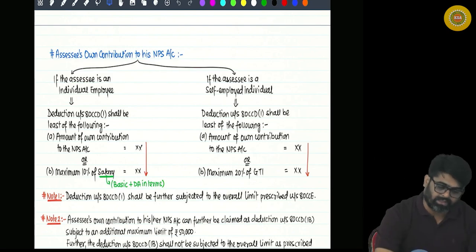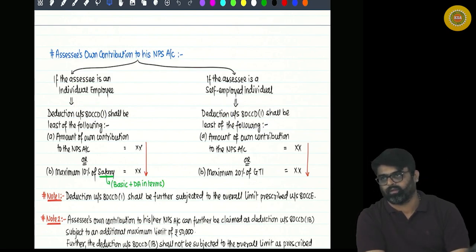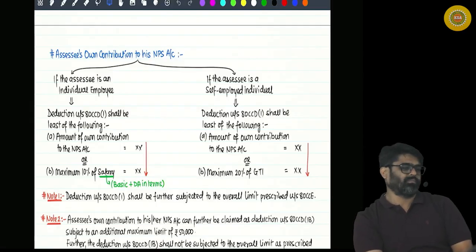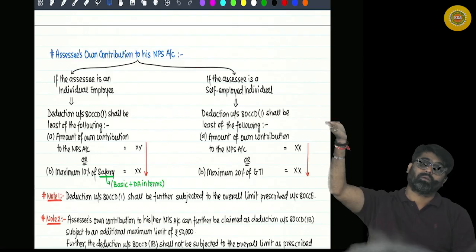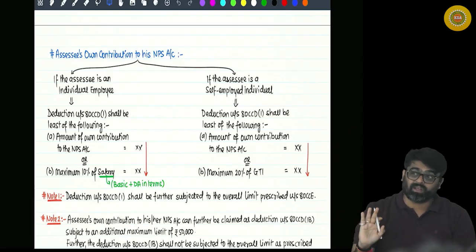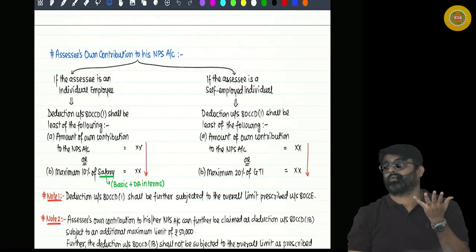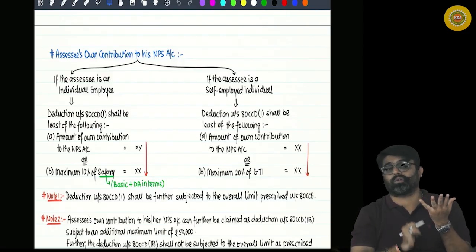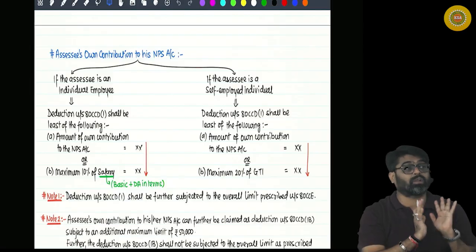60,000 will be allowed under section 80CCD(1). Now tell me, how much amount you contributed? Out of that, how much is allowed? What is the balance contribution which is still not allowed? Balance 60,000 is still not allowed.